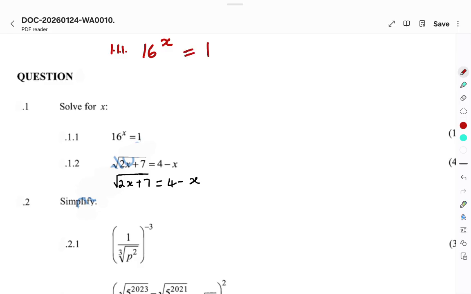Once you have something like that, we all know that anything that is raised to the power of 0, let's say 16, is going to be 1. So meaning here 16 to the power of x is going to be equal to 16 to the power of 0. We have the same base, so we're just going to equate our x to be 0.